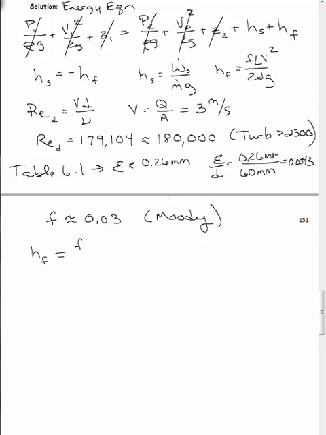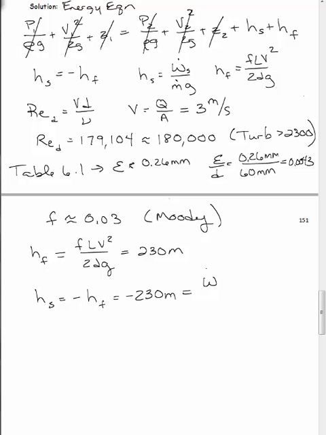So our h_f is f L V squared over 2 D g. We've got all that information. If I plug that in, I get 230 meters. Okay, so that's my h_f, which also happened to equal negative my h_s. So h_s is minus 230 meters.